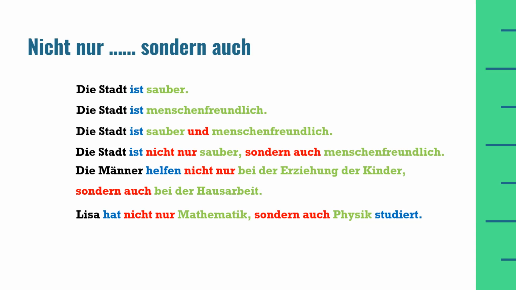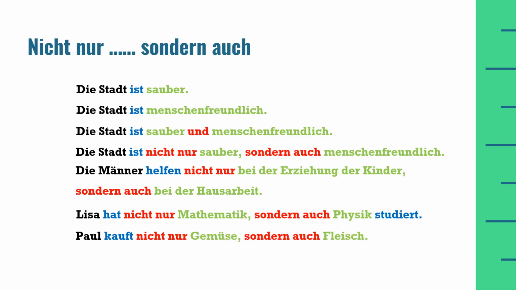At third position we will use nicht nur, which means not only, and after nicht nur we will use the first subject that Lisa has studied. The first subject is mathematics. Then we put a comma and a space and use sondern auch. And then we will use the second subject that she has studied. The second subject is physics. So: Lisa hat nicht nur Mathematik, sondern auch Physik studiert. Lisa has not only studied mathematics but also physics.